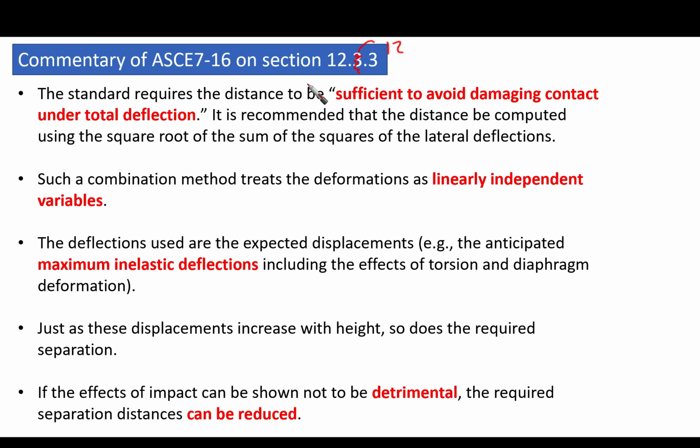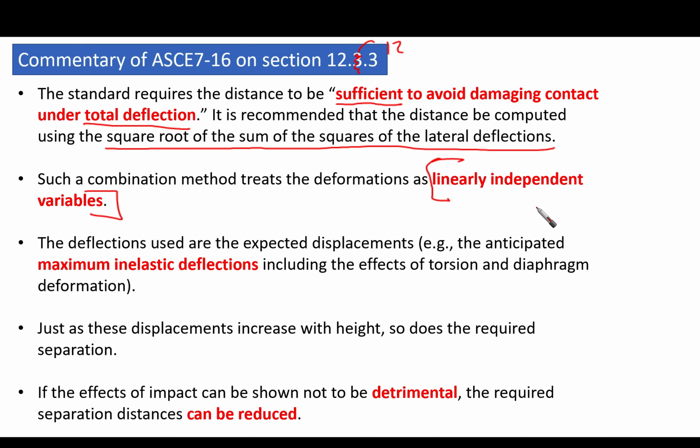So here, the standard requires the distance to be sufficient to avoid damaging contact under total deflection. Look at this word, total deflection. It is recommended that the distance be computed using the square root of the sum of squares of the lateral deflections. Such a combination method treats the deformations as linearly independent variables, and this is what I want to highlight here.